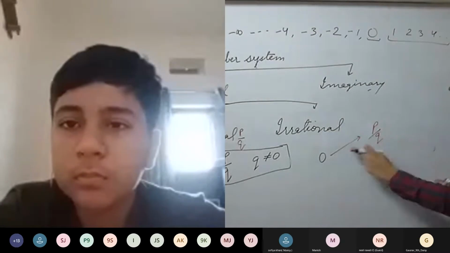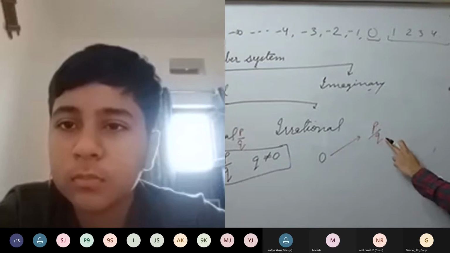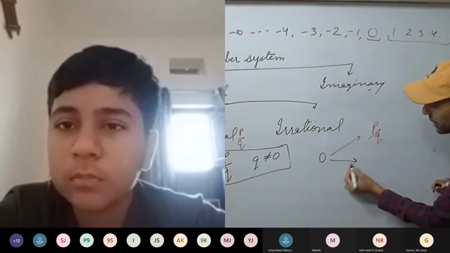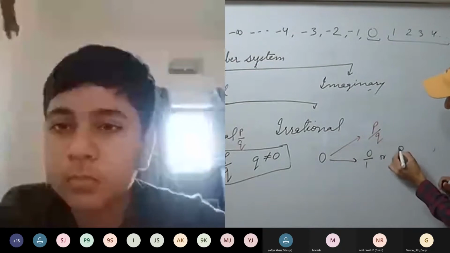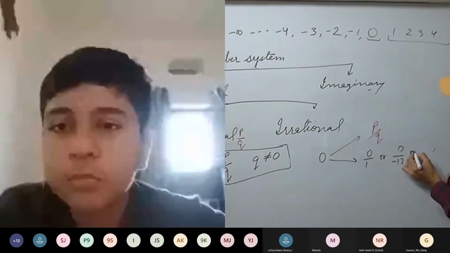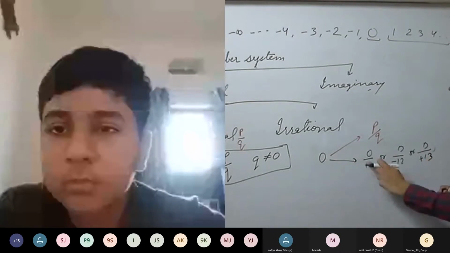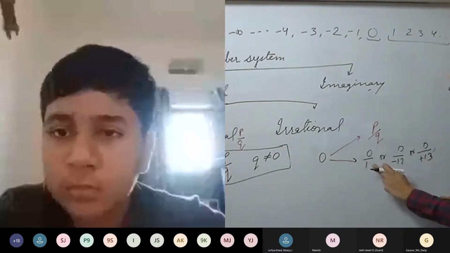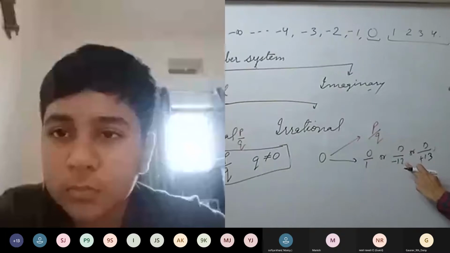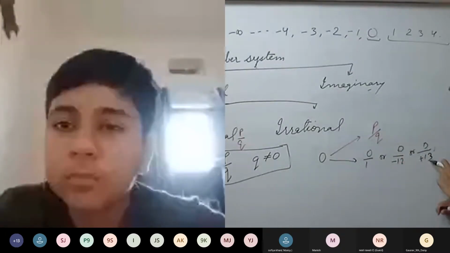0 in the form of p by q, that is the ratio of two integers, where the denominator should not be equal to 0. We can represent it as 0 divided by 1, or we can write 0 divided by minus 12, or 0 divided by plus 13. We can represent 0 in any of these forms. 0 by 1 is 0 only. 0 upon minus 12 is as well 0. 0 upon plus 13 is as well 0.